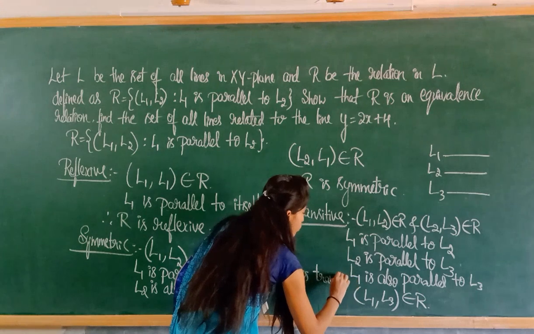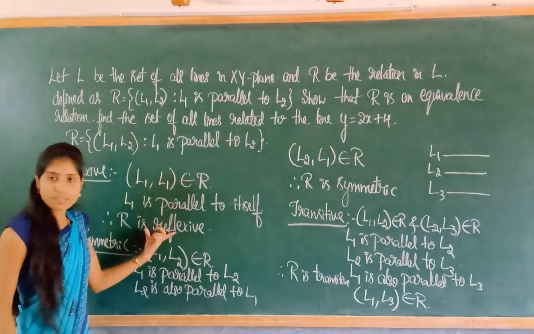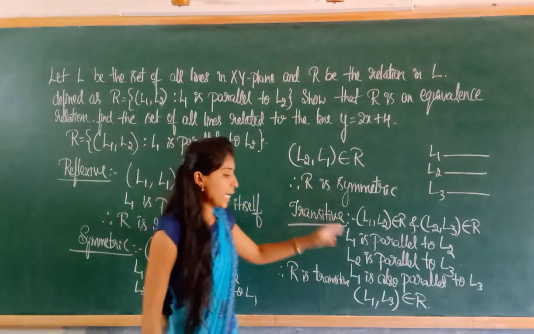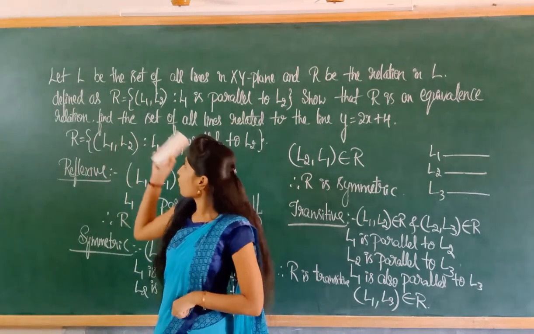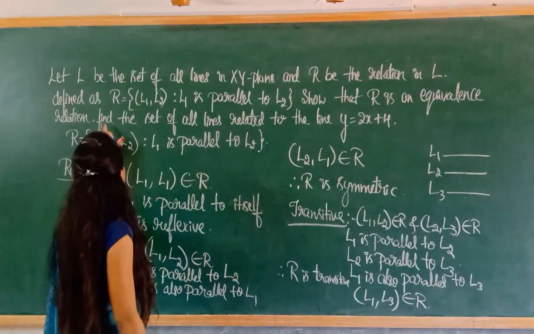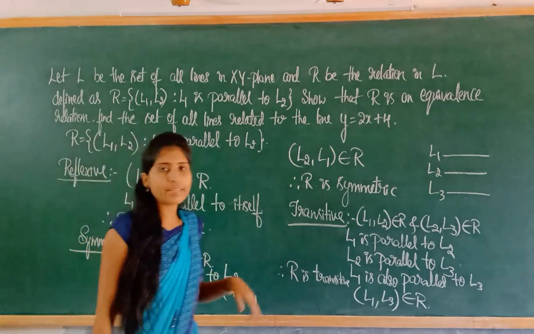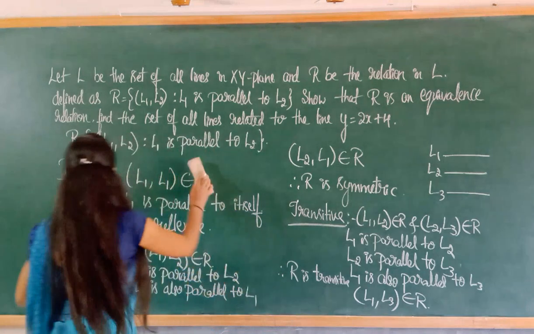We have shown here R is reflexive, R is symmetric, and R is transitive. Three conditions satisfied means it is what? Equivalence relation. Next we have to find the set of all lines related to the line y is equal to 2x plus 4. Okay.